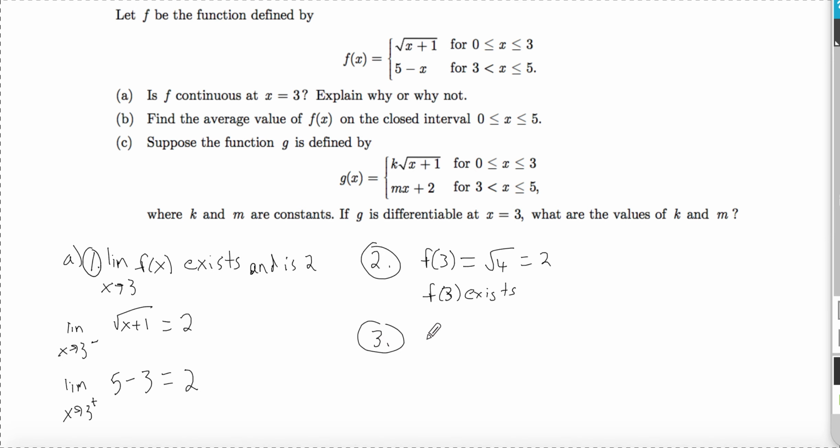And my third criteria is to show the limit as x approaches 3 of f of x equals f of 3, which I can do right away because I know the limit exists and is 2. I know the point is 2, so I can simply say the limit as x approaches 3 of f of x equals f of 3, which is 2. And I'm basically done there.